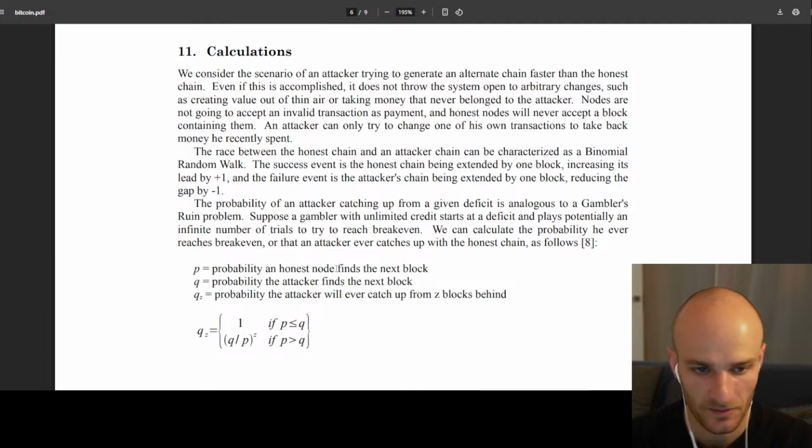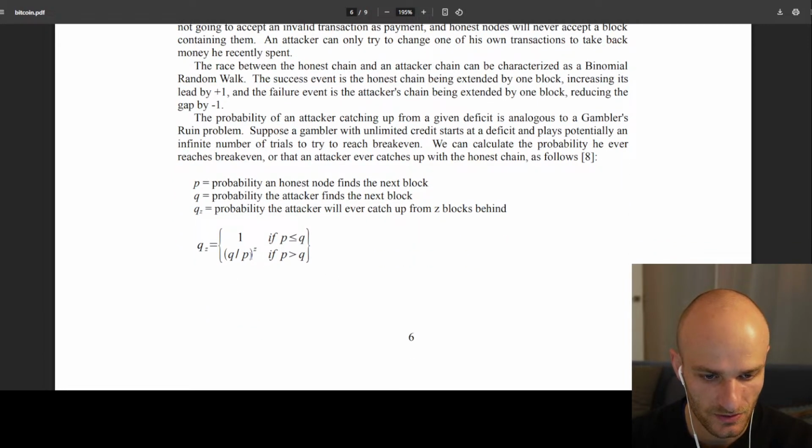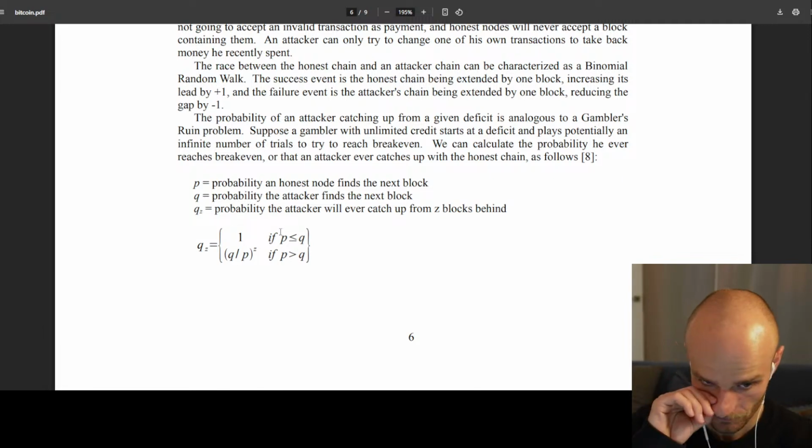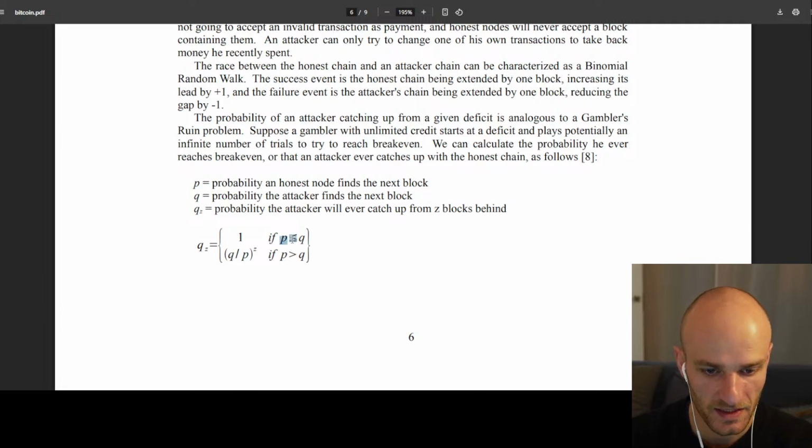Therefore, here we have a binomial distribution, which implies that q_z is equal to this system. So q_z is 1 if p, the probability that an honest node finds the next block, is smaller than or equal to q. So if somehow the attacker has higher probability, it's sure that the attacker will ever catch up from z blocks behind. Instead, if the probability that an honest node finds the next block is higher than q, then we will have q_z being equal to this fraction: q over p, elevated to z.